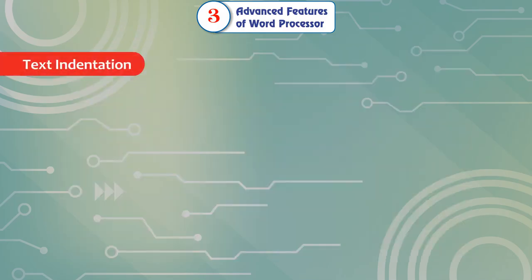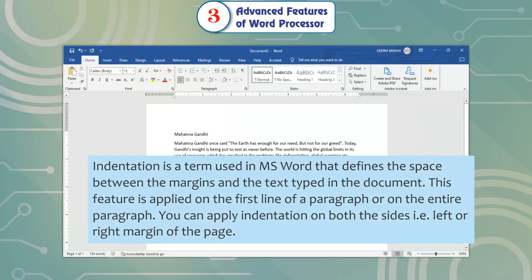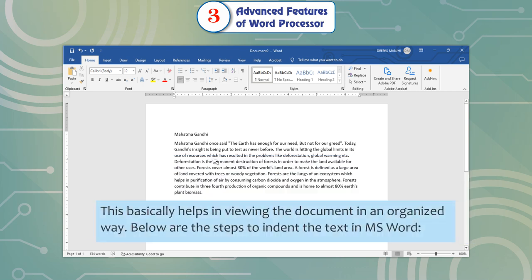Text indentation. Indentation is a term used in MS Word that defines the space between the margins and the text typed in the document. This feature is applied on the first line of a paragraph or on the entire paragraph. You can apply indentation on both the sides, that is left or right margin of the page. This basically helps in viewing the document in an organized way.